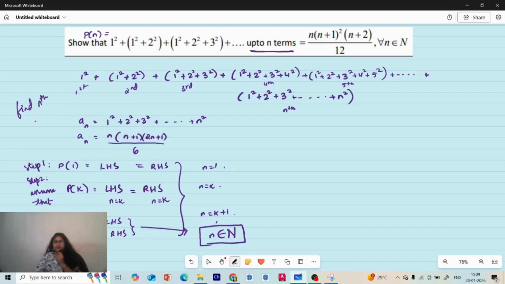The process of doing these problems is that you find the nth term. Once you get the nth term, first step, find out p of 1. It's going to be equal, so you'll say for n equal to 1 this statement holds true.